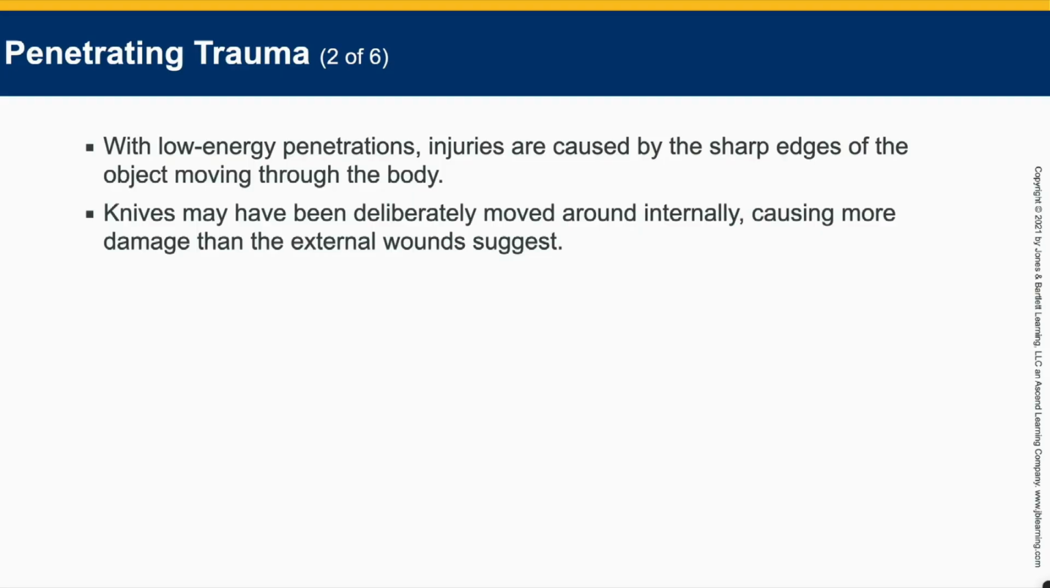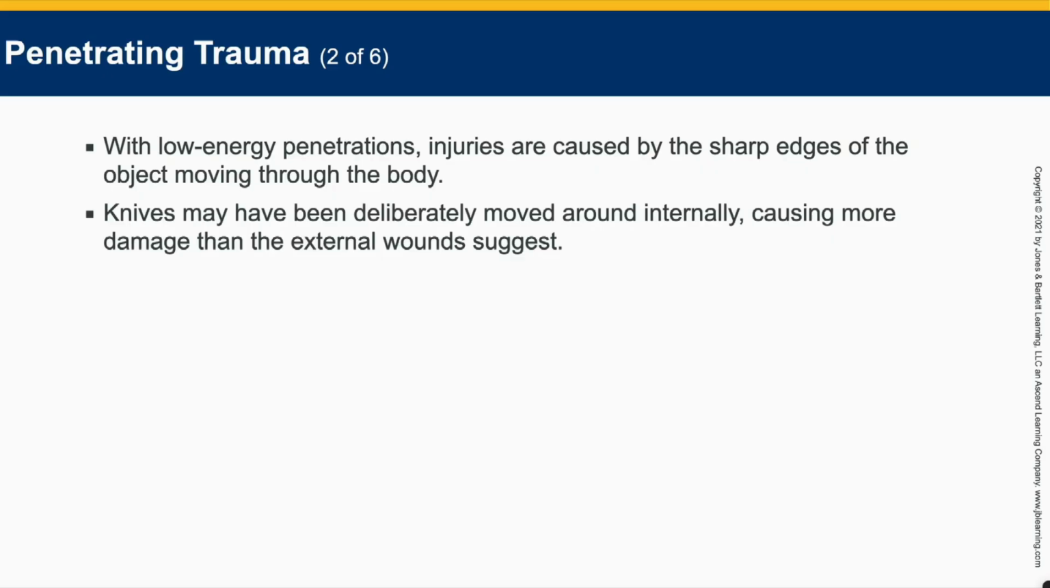There's something really important to keep in mind. What you see on the outside does not always reflect what's going on the inside. In some cases, especially with knife wounds, the object may have been moved or twisted internally, either intentionally or just during the incident. That can cause far more internal damage than you would expect based on the size or the appearance of the external wound. So again, you always want to maintain a high index of suspicion and think beyond what you can physically see.